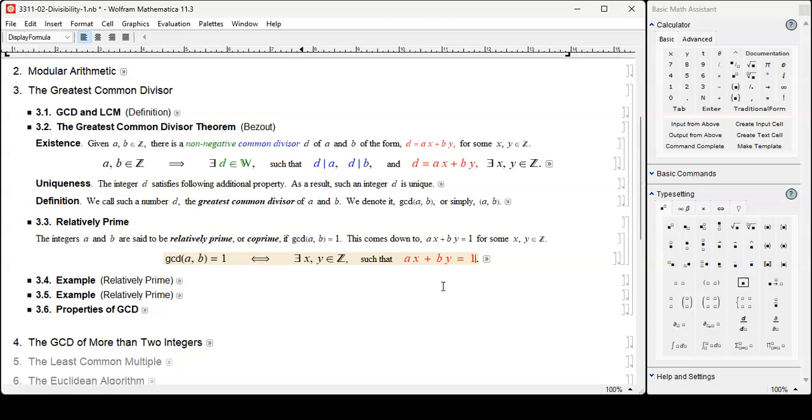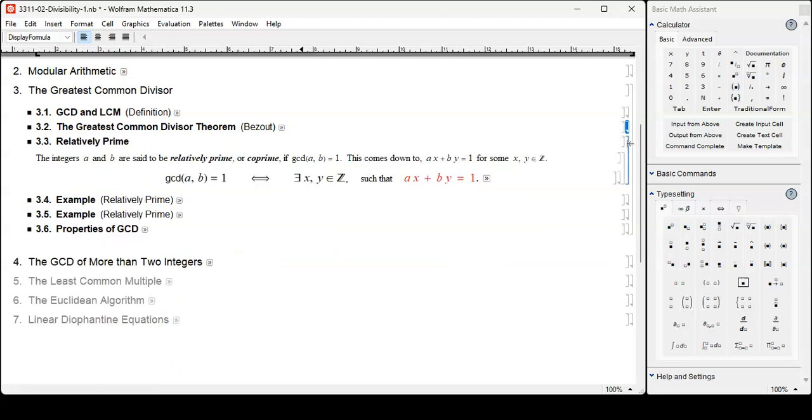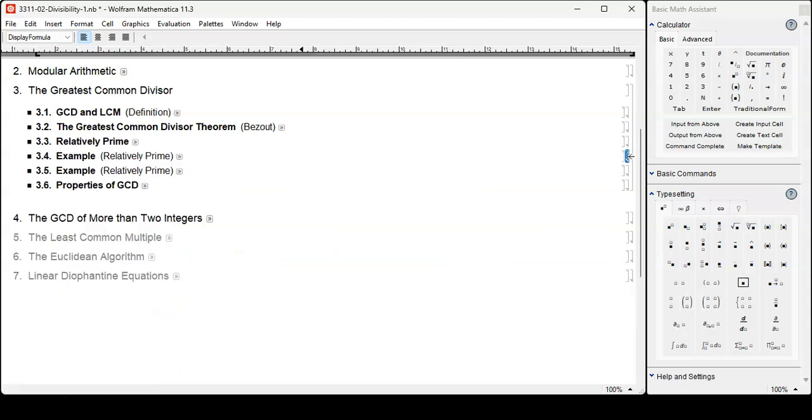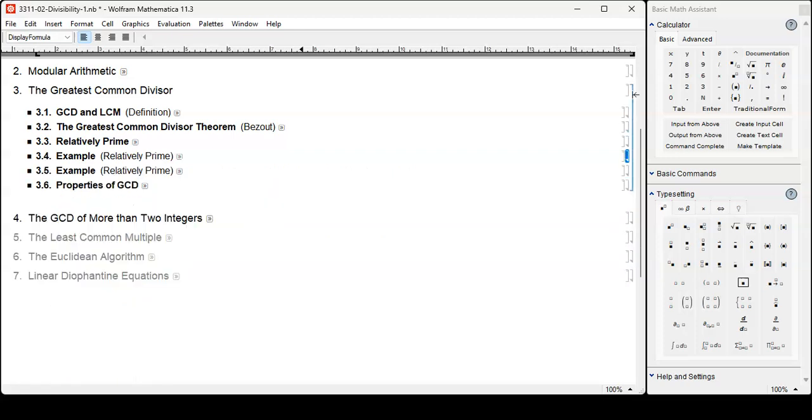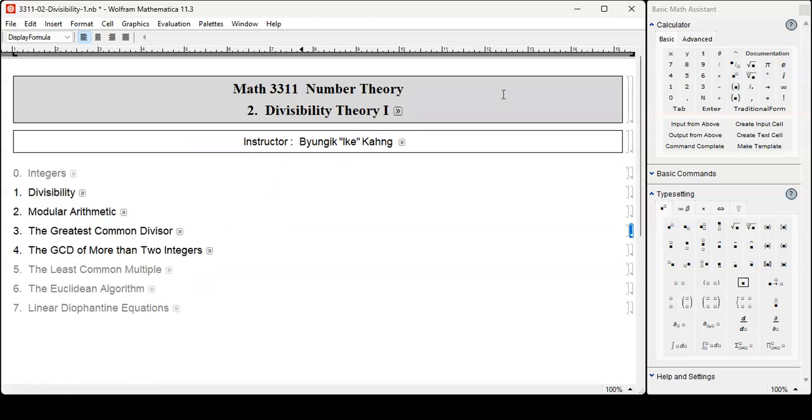Let's see. Shall we do an example problem that utilizes this relatively prime? Do you have time for that? Probably not. Let's stop here and let's resume in a separate video. We'll do a couple of exercises and then we're going to prove that Bezout's theorem later. Stay tuned. See you soon.